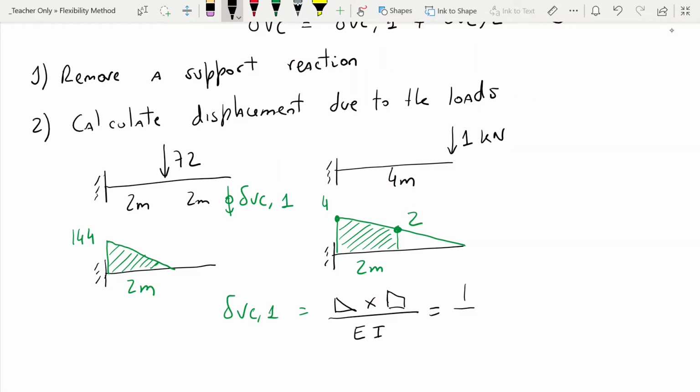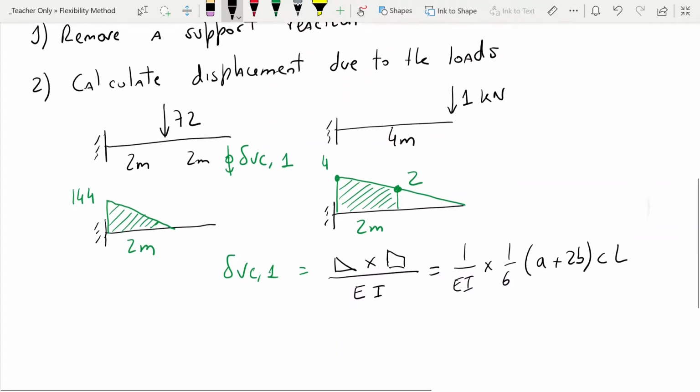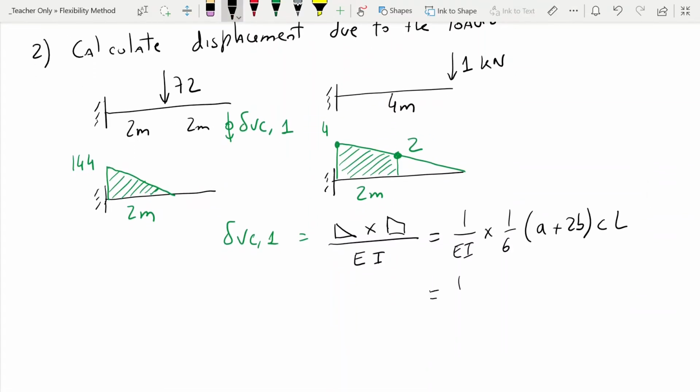So we're going to get 1 over EI. And now if we check the table of integrals, this should be 1 over 6 and then A plus 2B. This is the dimensions of the trapezoid times C times L. So in this case, what we're going to get is 1 over EI times 1 over 6, and then A and B are the dimensions of the trapezoid. So that will be 2 plus 2 times 4 times 144 and now times 2.